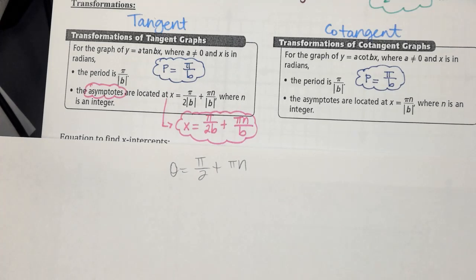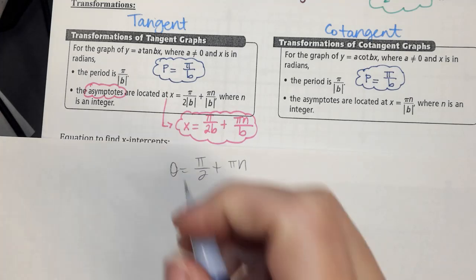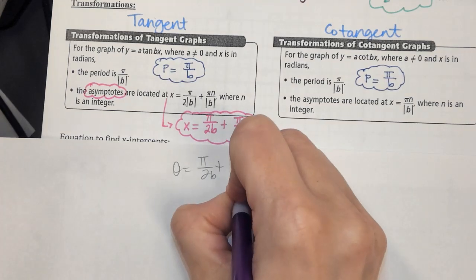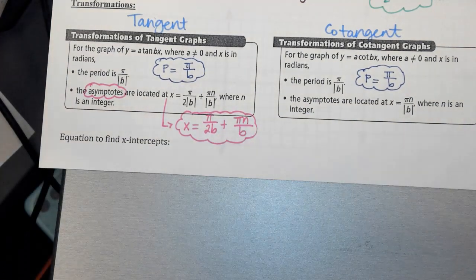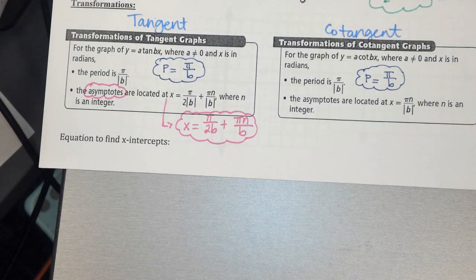Okay, so your b value is not always going to be 1. I know that yesterday for your phase shifts, you did have your b value of 1. But for these, you're going to have different values of b, and they're going to move the graph. They're going to stretch it, and they're going to compress it. So all that's happening now is we have this divided by b, so we have to take those horizontal transformations into account because those are going to affect the period and the asymptotes.